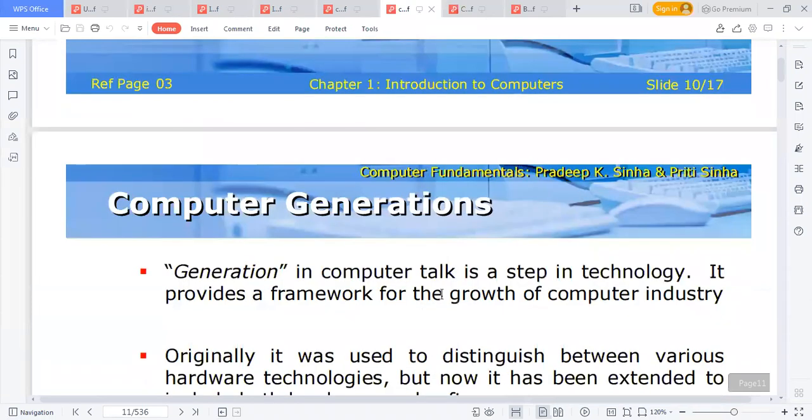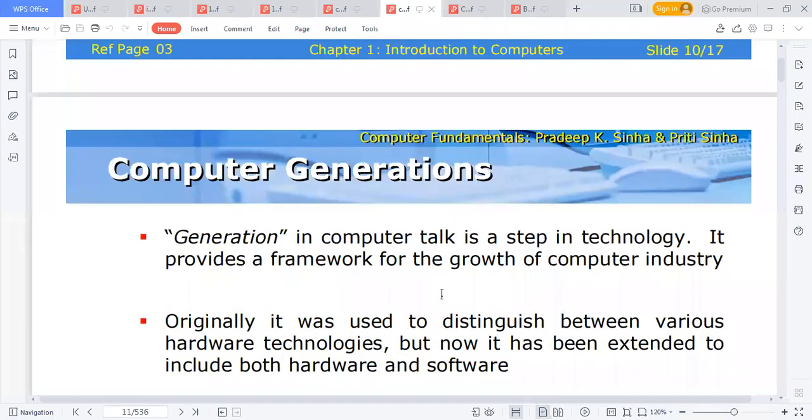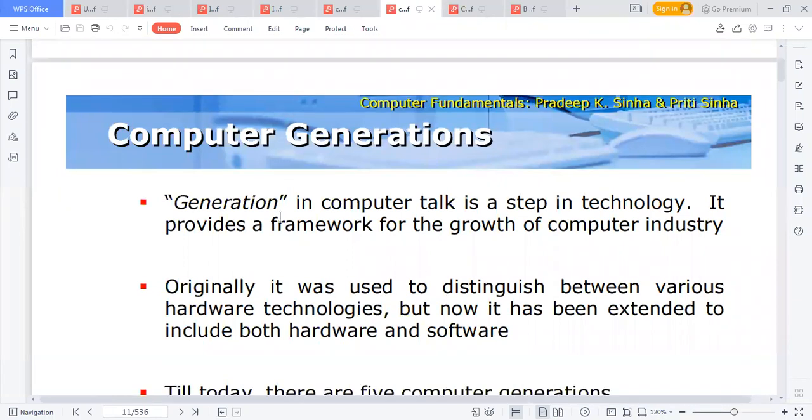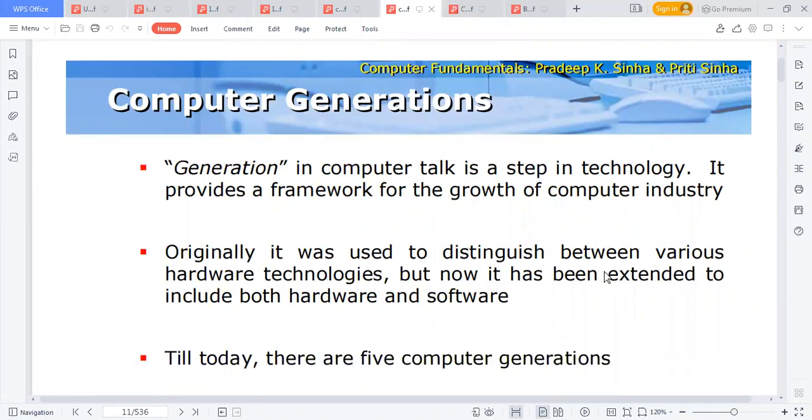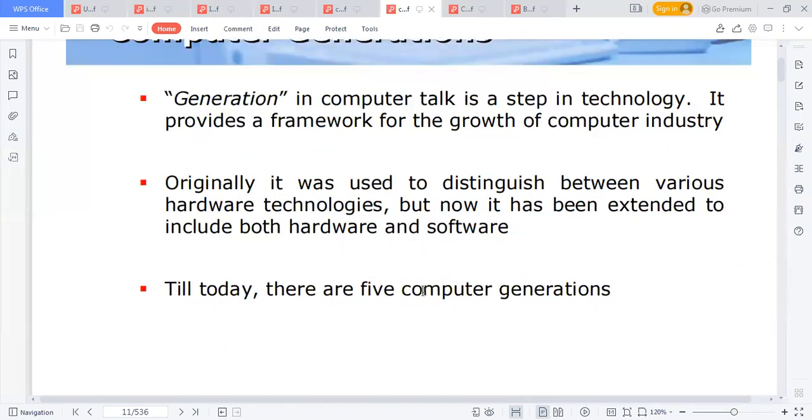So the computer generations: the generations are divided into different parts. A generation in computer talk is a step in technology. It provides a framework for the growth of the computer industry. Originally, it was used to distinguish between various hardware technologies, but now it has been extended to include both hardware and software. Till today, there are 5 computer generations.